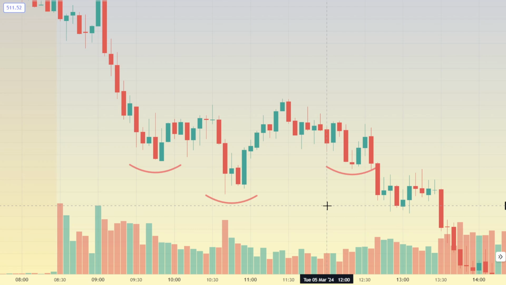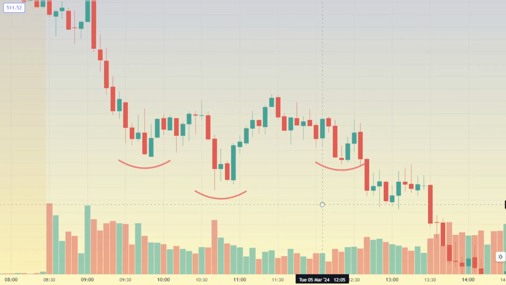That tells us that bulls are weak and bears are stronger, because the bears were at a disadvantage. There was a very, very strong setup against them, and they still came out on top. That tells us that they're likely to have control of the price moving forward.